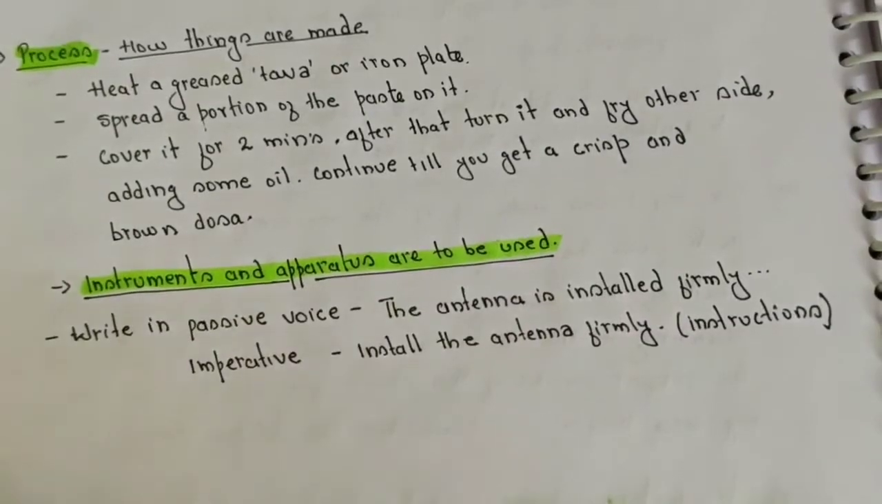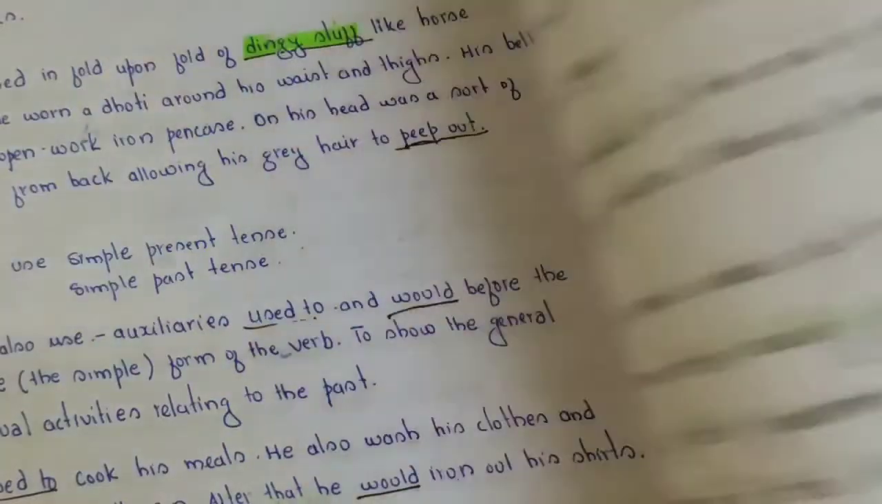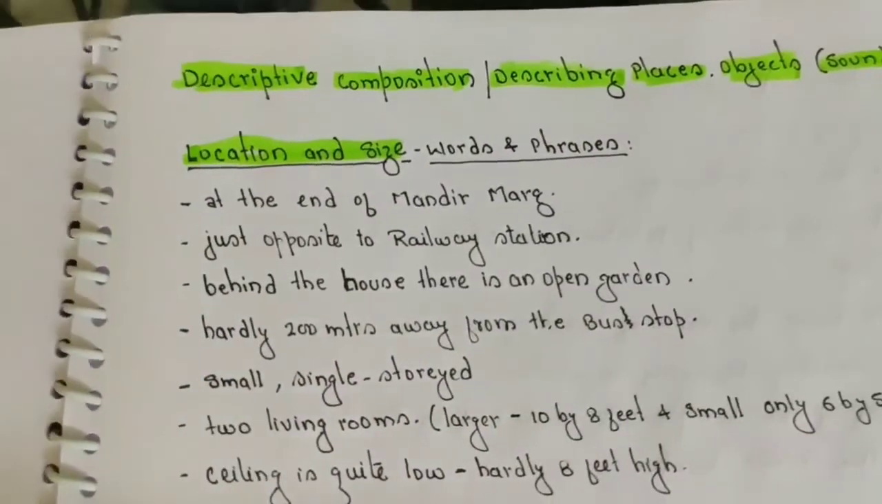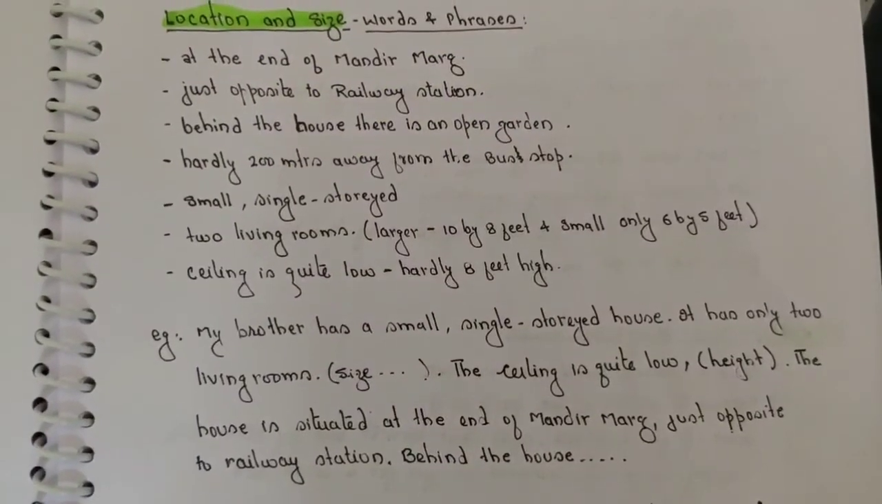So here our description writing is over. Now from the next class we will see narrative writing, which is also a type of composition writing, and in which we will see how to write stories and in what tenses.